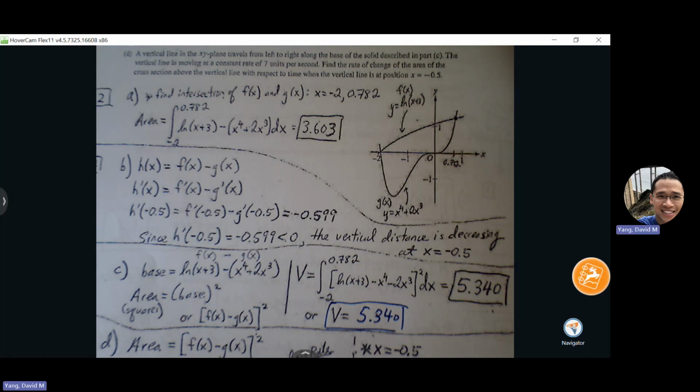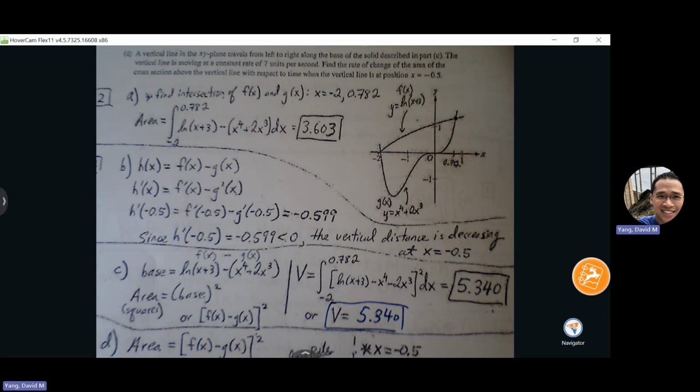All right, part D. A vertical line in the xy-plane travels from left to right along the base of the solid described in part C. The vertical line is moving at a constant rate of 7 units per second. Find the rate of change of the area of the cross section above the vertical line with respect to time when the vertical line is at position x equals negative 0.5.